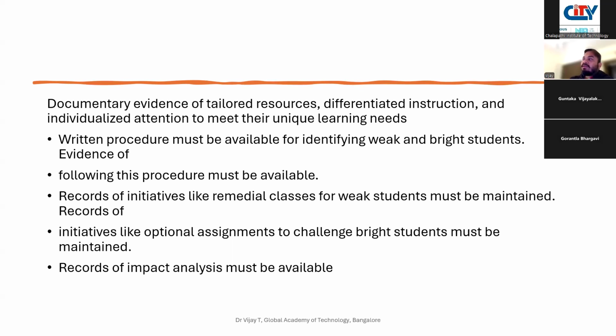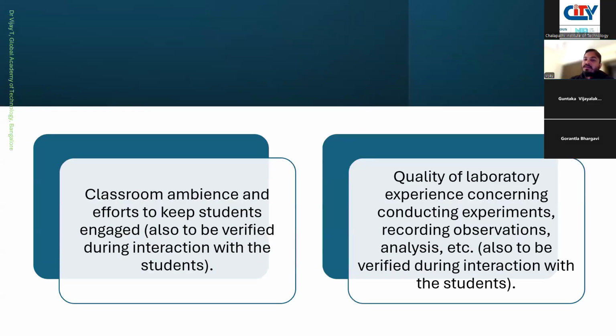Once you do a remedial class for a weak student, what is the outcome? Has the student improved or not? If he has improved, what better can you do? If he has not improved, why has he not improved? All this impact analysis has to be there at criteria 2.